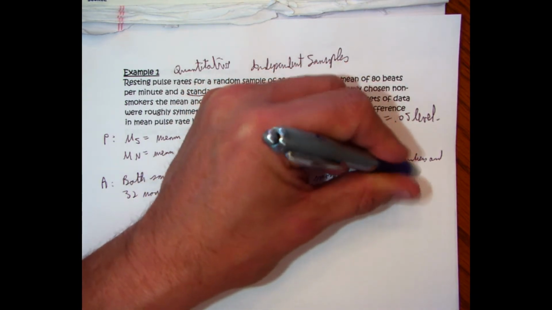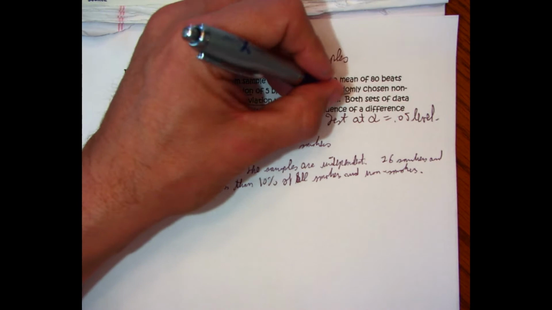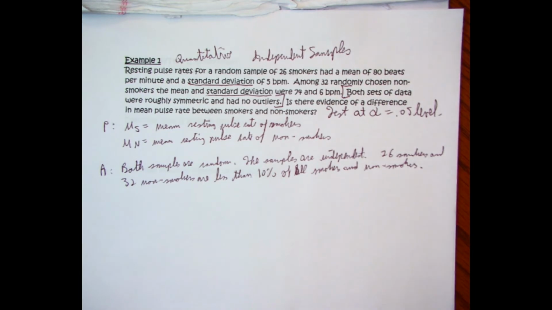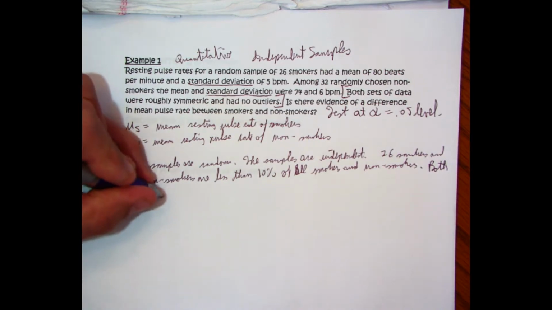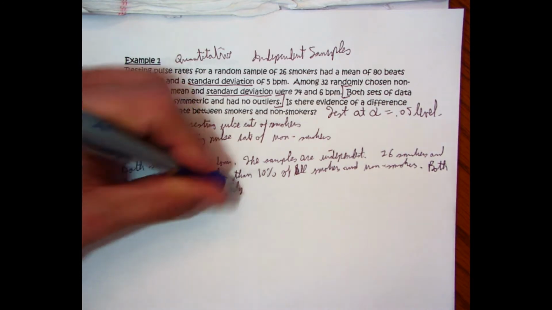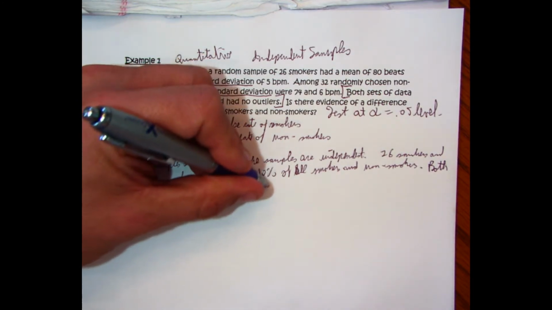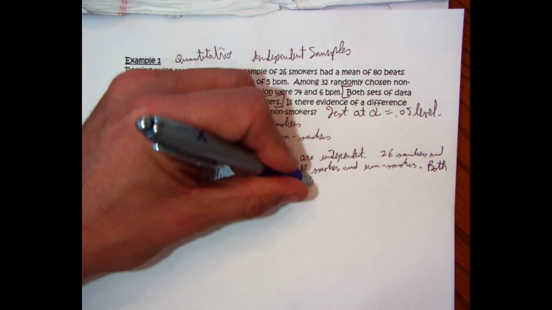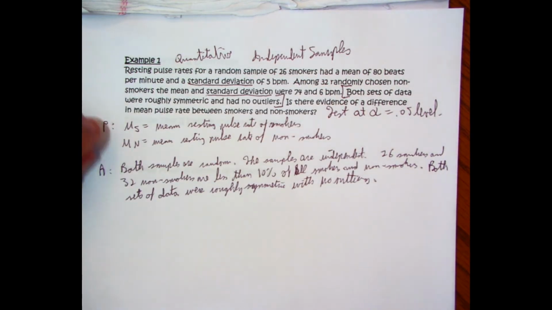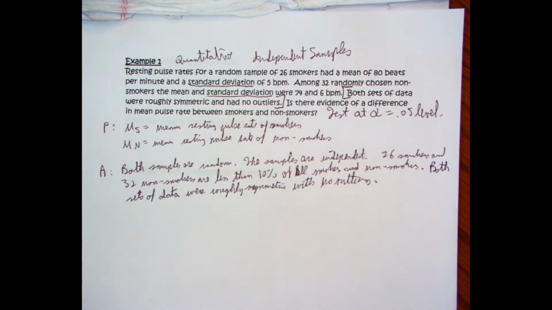And the nice thing here is they didn't give us the data, but they gave us this statement right here. They told us that both sets of data were roughly symmetric with no outliers. So I don't even have to check the histograms. Now you might be asking, if I'm taking this on a test, do I have to write that down? It's given.